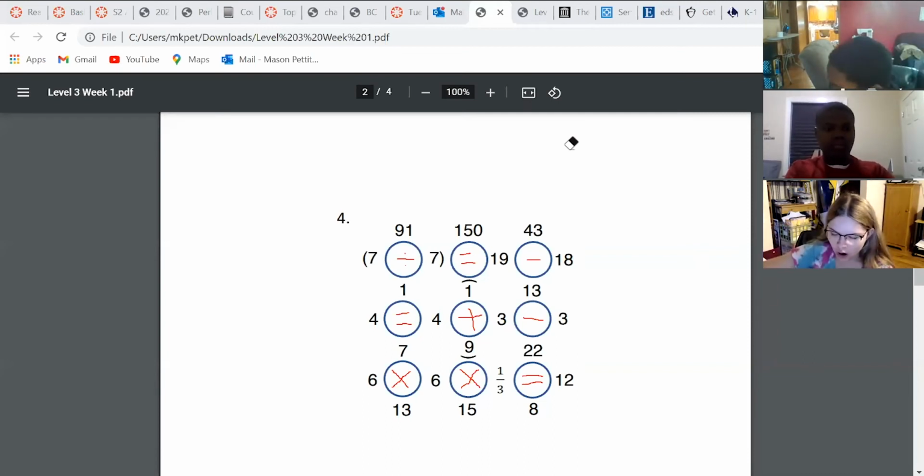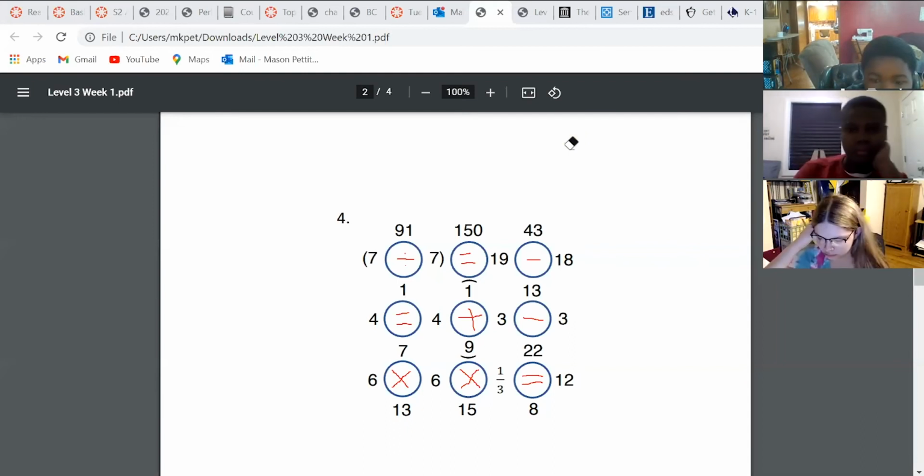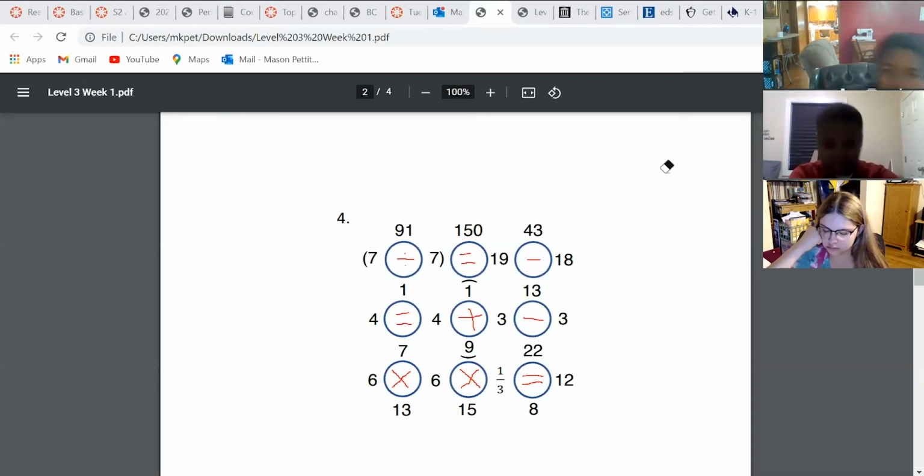Have we found any 8s? Is it correct? Is 43 minus 13? Okay. We got some answers. Minus 3 equals 30. 30 minus 22 is 8. Margot said the same thing. Perfect. So we know this works out. So this puzzle is completed.